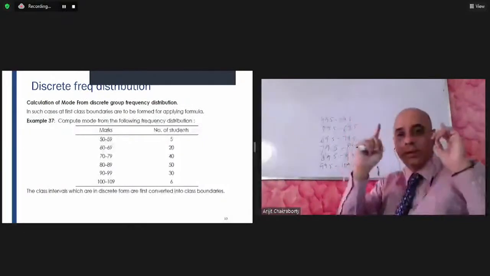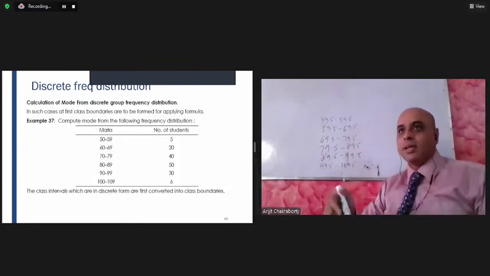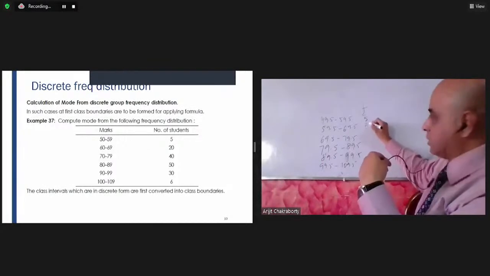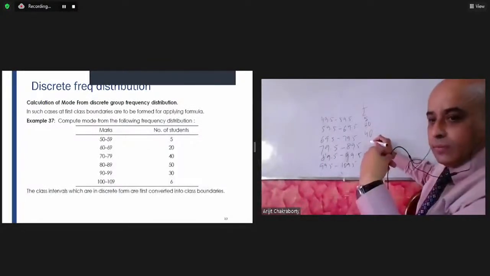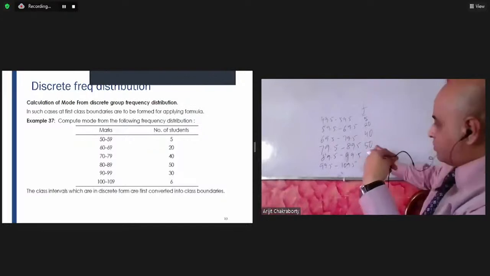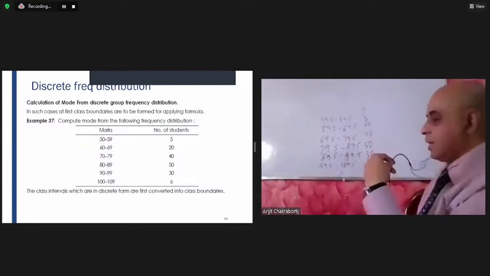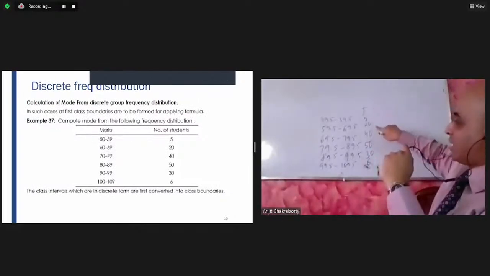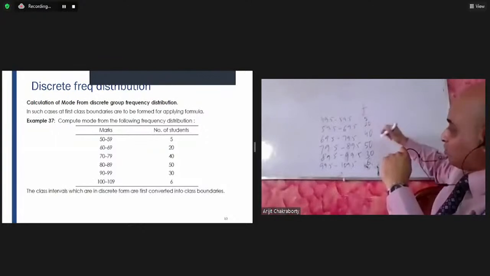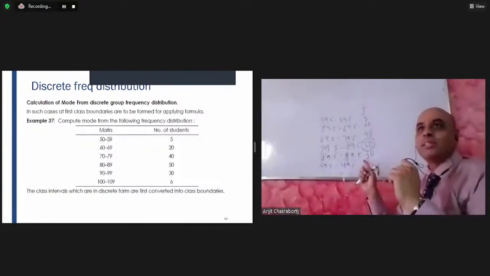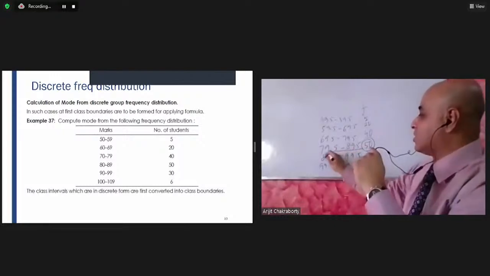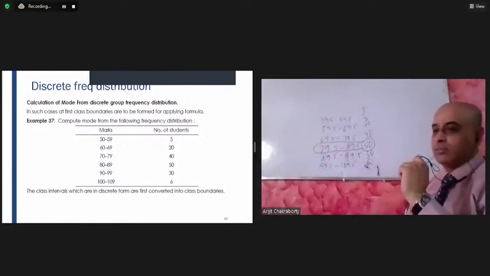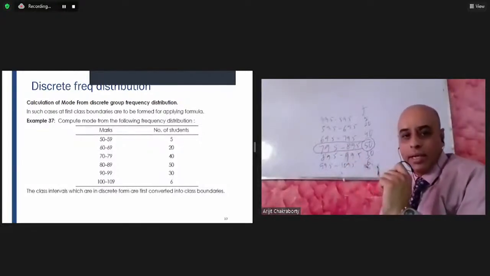Now I will write the students' frequency. So the frequencies are, I'm writing f for frequency: 5, 20, 40, then we have 50, and then we have 30, and then we have 6. Can you tell me which one is the modal class? You can just check which is the highest frequency: 5, 20, 40, 50. 50 is the highest frequency, so the modal class is 79.5 to 89.5.